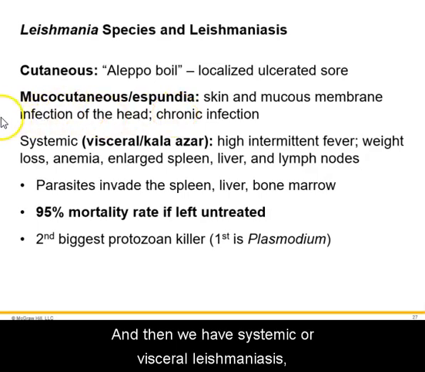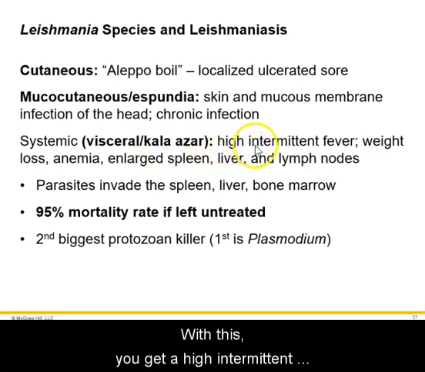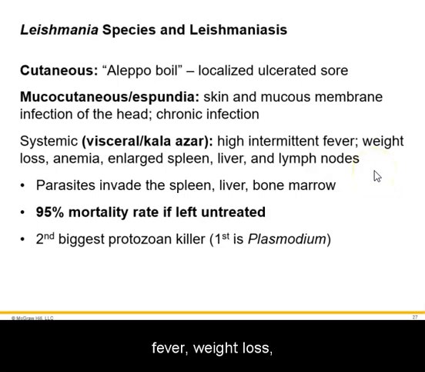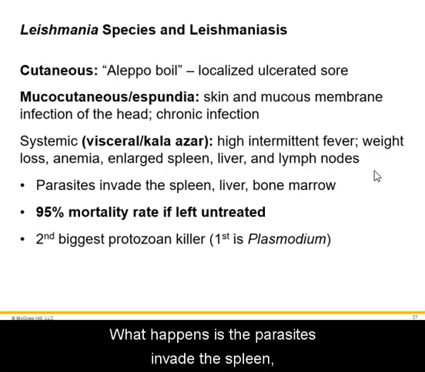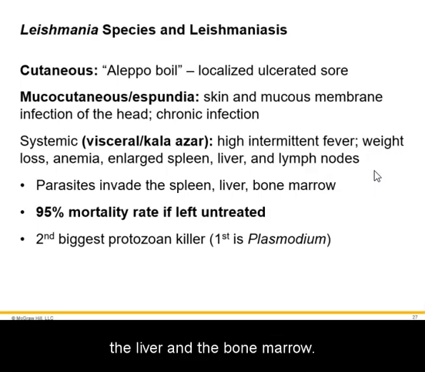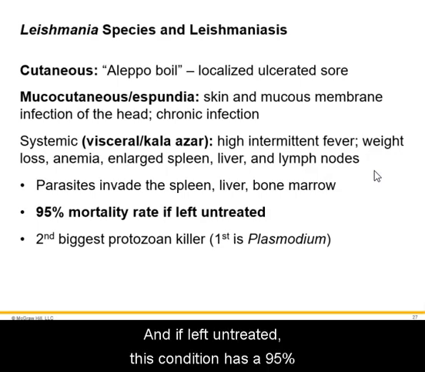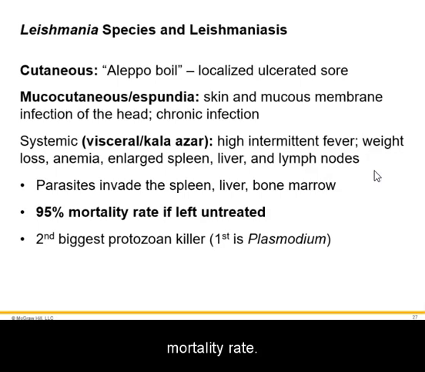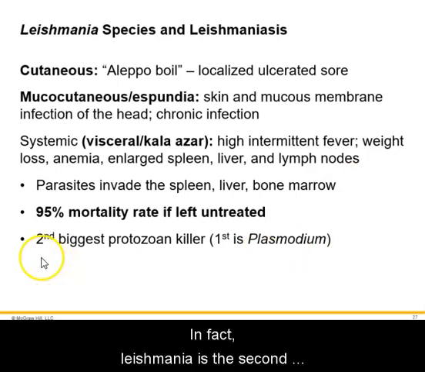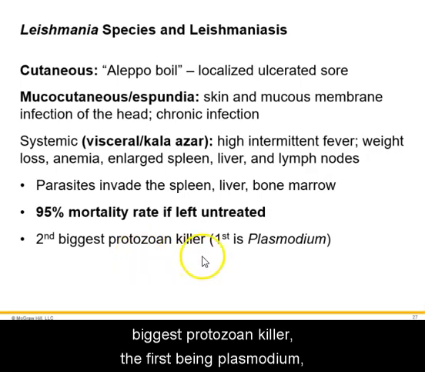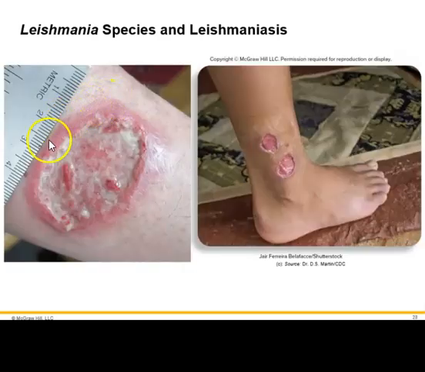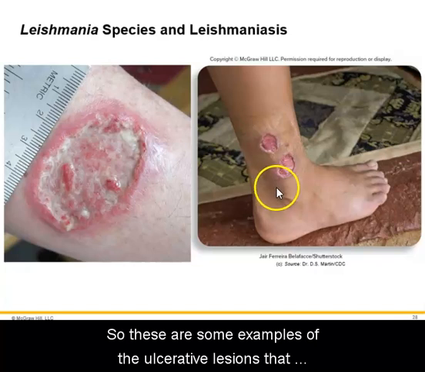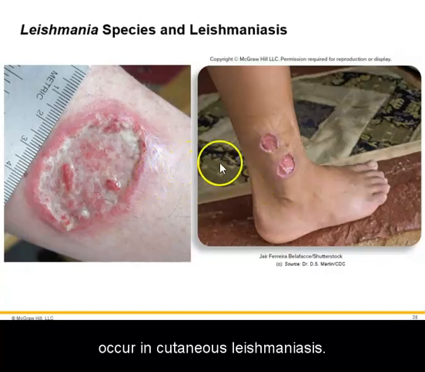And then we have systemic or visceral leishmaniasis, also called Kala-Azar. With this, you get a high intermittent fever, weight loss, anemia, enlarged spleen, enlarged liver, and enlarged lymph nodes. The parasites invade the spleen, the liver, and the bone marrow. If left untreated, this condition has a 95% mortality rate. In fact, leishmania is the second biggest protozoan killer, the first being Plasmodium, which we'll talk about shortly. So these are some examples of the ulcerative lesions that occur in cutaneous leishmaniasis.